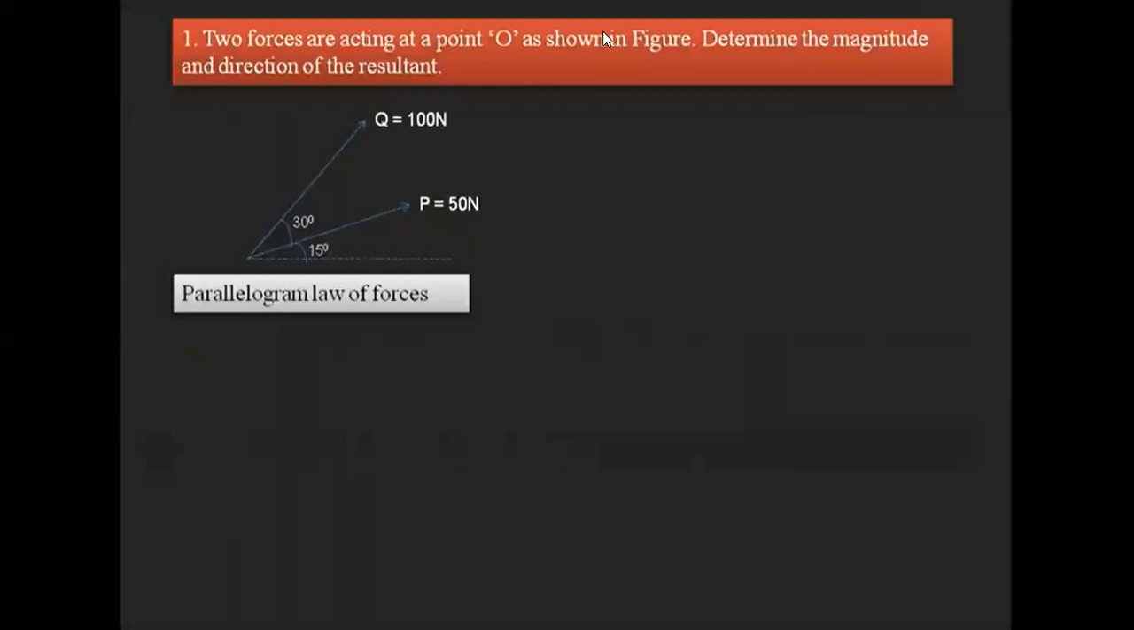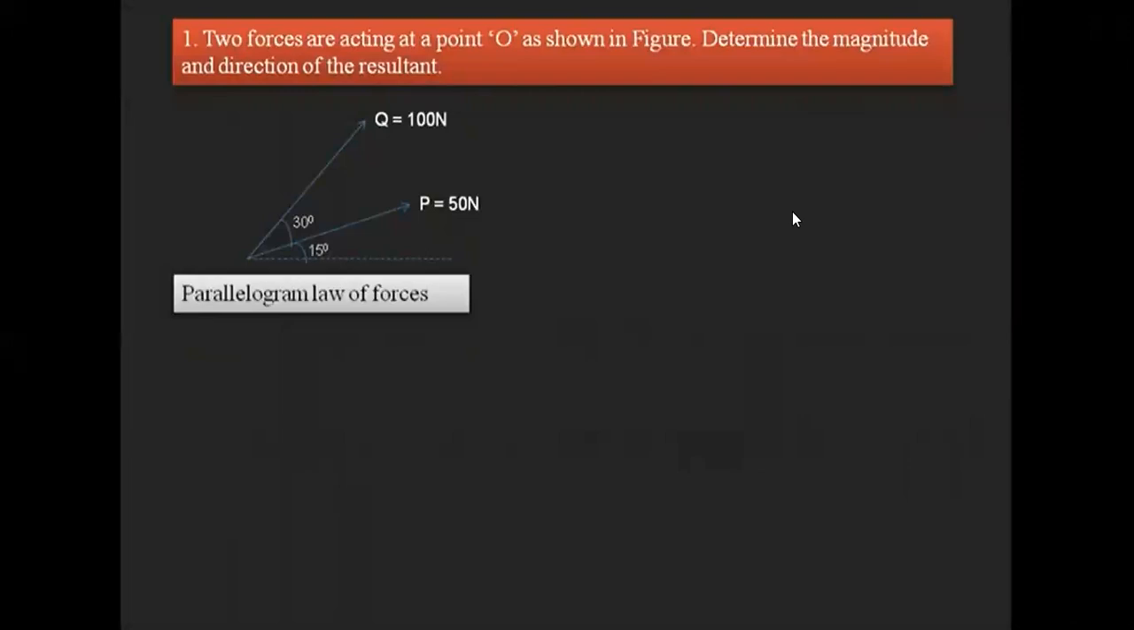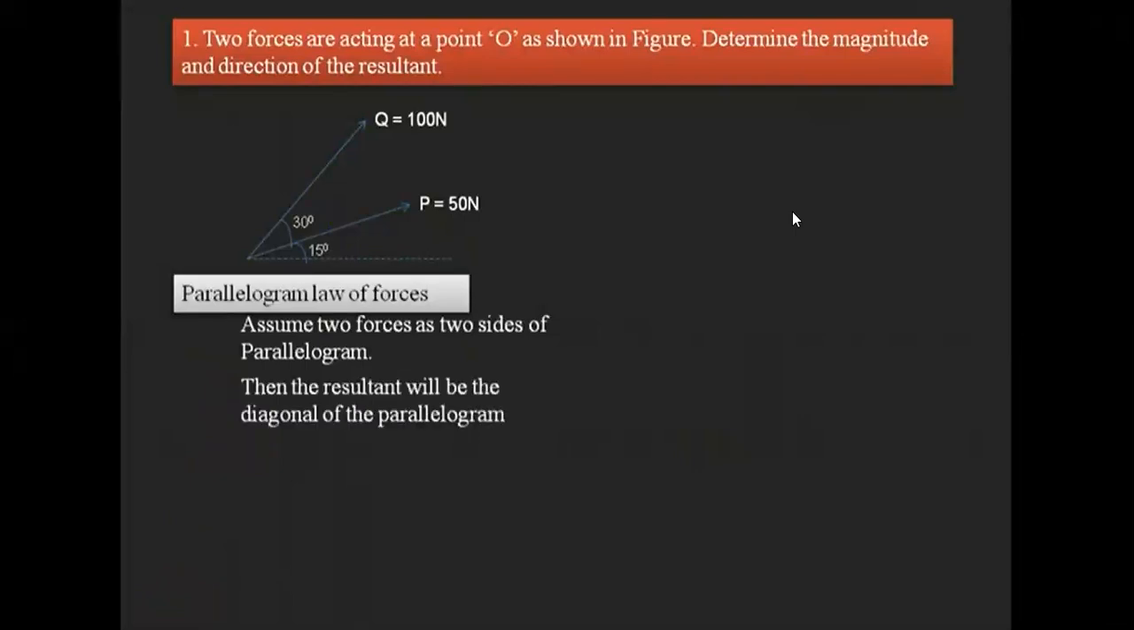So by using that formula, we are going to find out the resultant force of the two forces P and Q. First we need to assume the two forces as two sides of the parallelogram. Here the two forces are P and Q, so we assume these two forces are the two sides of the parallelogram. Then the resultant will be the diagonal of the parallelogram. The diagonal will represent the resultant of these two forces.